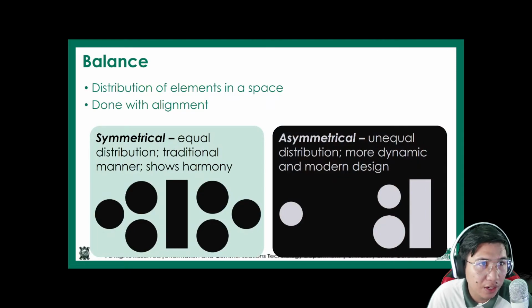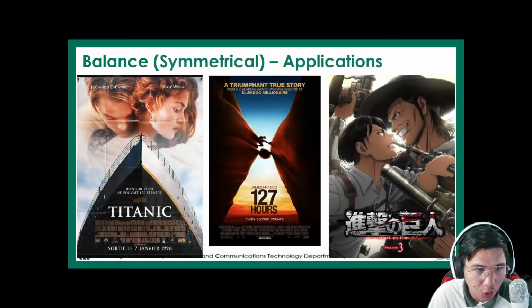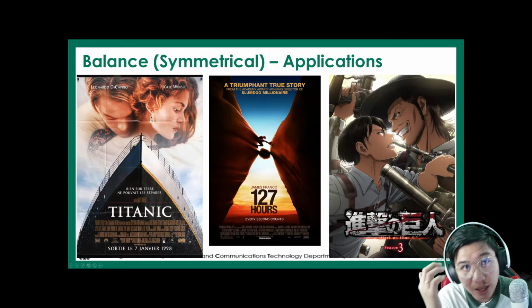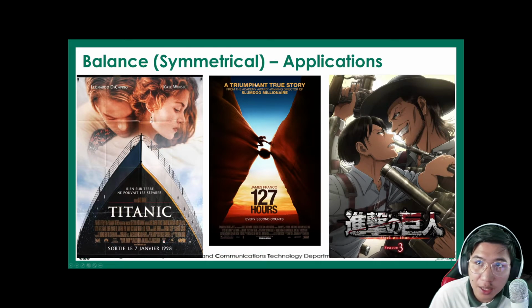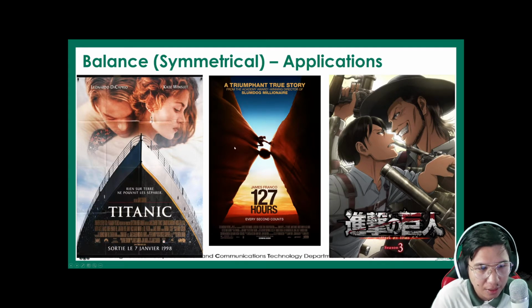We also have here balance. When we say balance, it's the distribution of elements in a space. So, it can be done with alignment. There are two ways on how to achieve this. Symmetrical, meaning equal distribution, or asymmetrical, unequal distribution. Let's take a look at this example here for symmetrical applications or symmetrical na balance natin sa mga posters.